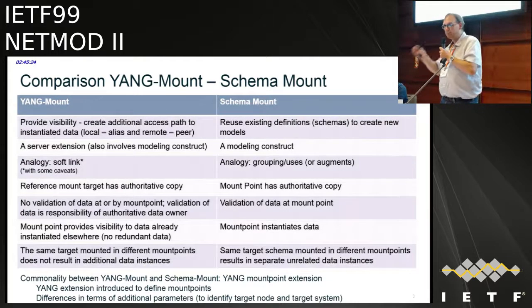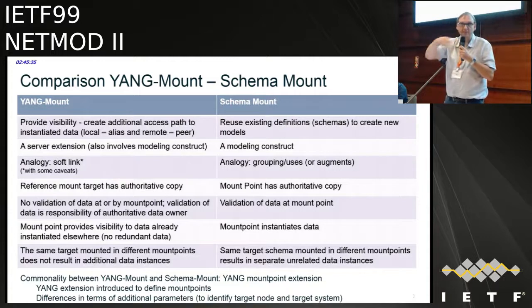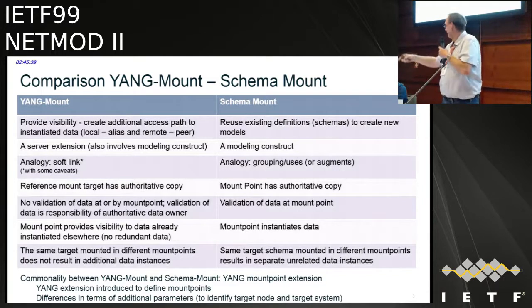Likewise, unlike in Schema mount, where each mount point has an authoritative copy of the data that you're mounting there, here the model is different. The authoritative owner of the mounted data is wherever the original location of the data is. And this just provides you with this additional link, this additional access, if you will.